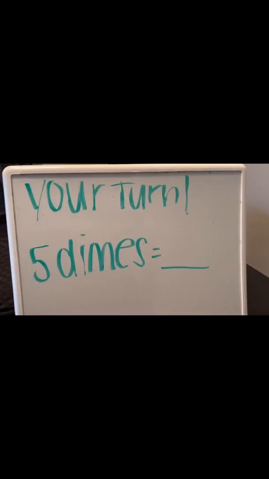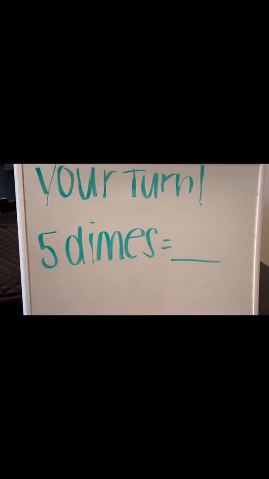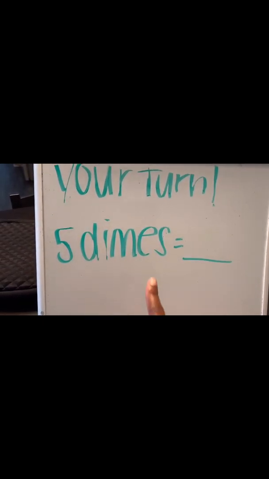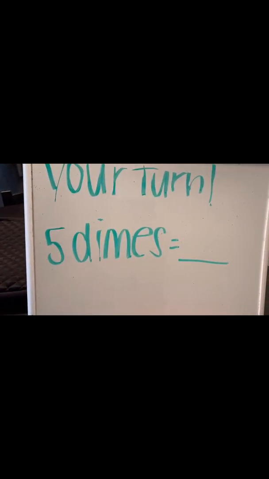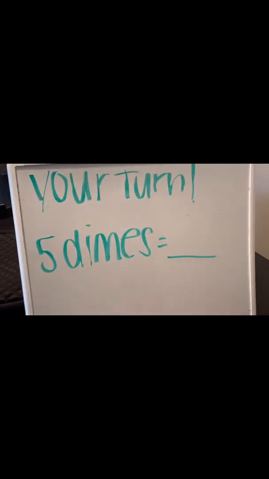All right, it's your turn. Feel free to pause the video as you do it. I want you to write a repeated addition sentence that is the same amount as 5 dimes. Go to work. All right, now that you've done that, let's get to work.